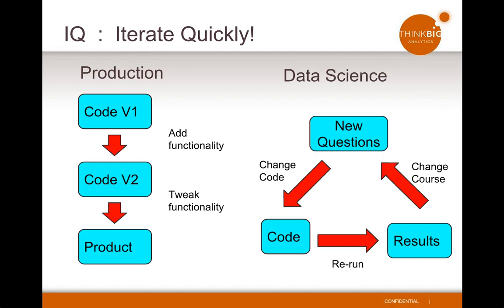And at that point, you have to change the analysis in ways that you didn't necessarily anticipate, rerun the code, and get your second round of results. It's this quick evolution rather than a growing, expanding code base with more functionality.